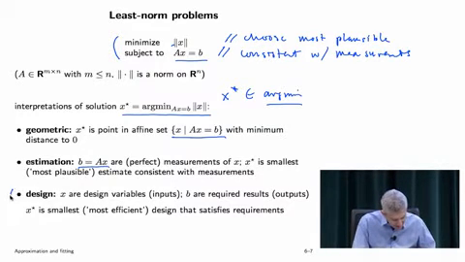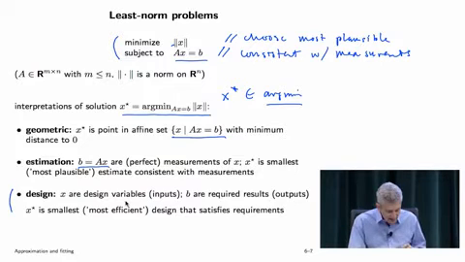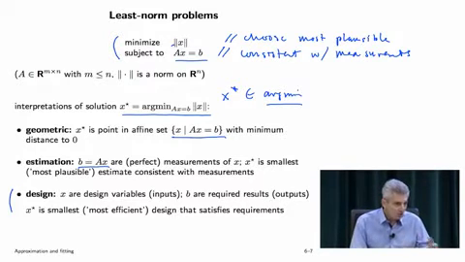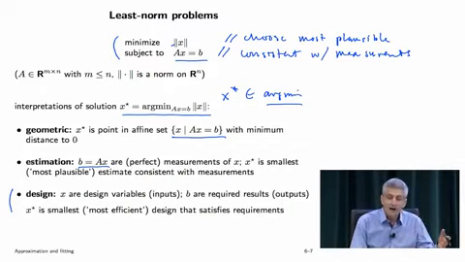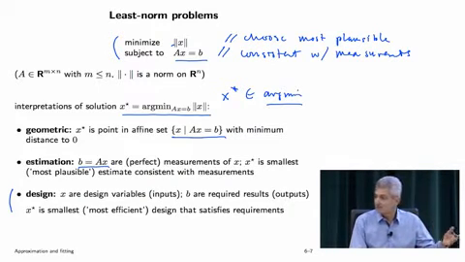Another one is design. So here, you think of x as a bunch of design variables. These are inputs. For example, this could be forces that you apply to a vehicle or something like that, right? It could be voltages or current drives that you're going to send to a motor, or current drives that you're going to send to an antenna, right? Something like that.